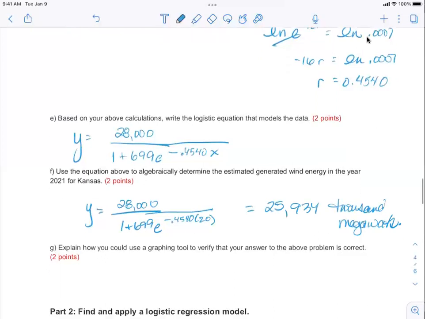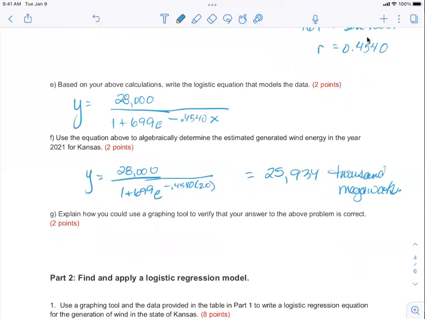Explain how you could use a graphing tool to verify that your answer to the above problem is correct. You could put it in the graphing tool and then trace along to where x equals 20 and look at the y value. I would recommend Desmos, which is a really good website or app. You want to trace to x equals 20 and then just make sure it matches. Not 200, but 20.